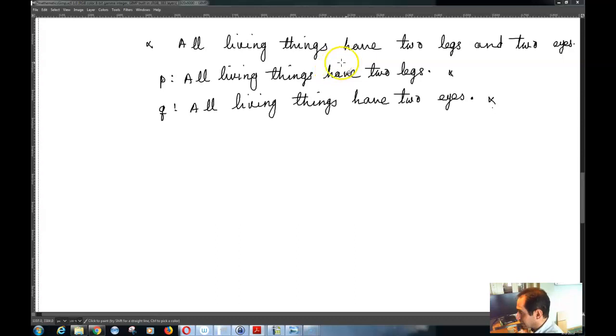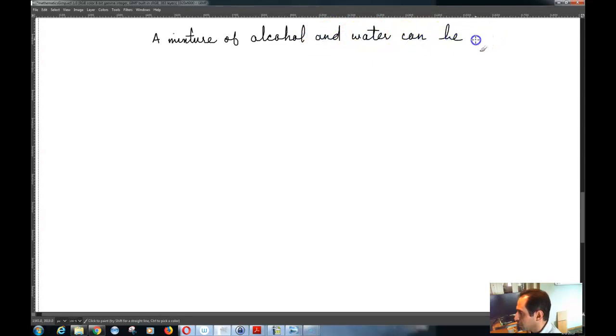Now consider this example. A mixture of alcohol and water can be separated by chemical methods.